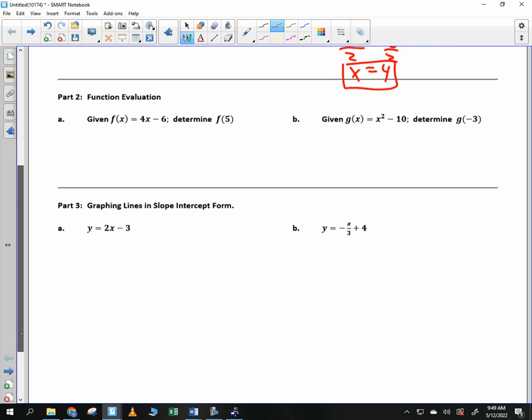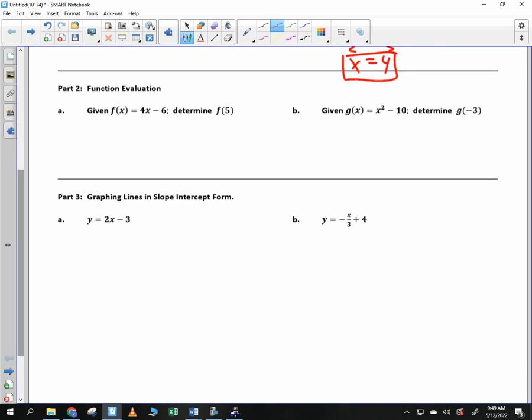Second part of the review is function evaluation. It says given f of x is 4x minus 6, we want to determine f of 5. Sometimes this doesn't look familiar to people. They don't remember it as well. All it means is that you put the 5 in for the x. That's all it means. So that's 4 times 5 minus 6. 4 times 5 is 20. And then we have 20 minus 6, which is 14.